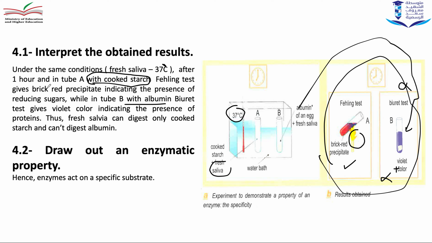فإذا هون it's very easy. You have to read the results and what does each one indicate. Indicating the presence of reducing sugar, indicating the presence of proteins. فإذا fresh saliva بيقدر يعمل digestion للcooked starch بس ما بيقدر يعمل digestion للألبومين. والenzymatic activity هي إنه each enzyme acts on a specific substrate. يعني كل انزيم بيقدر يقطع السبستريت تبعه. هيدي it's an enzymatic property لكل الانزيمز إنه كل انزيم acts on a specific substrate، بيشتغل على substrate محدد لإله.